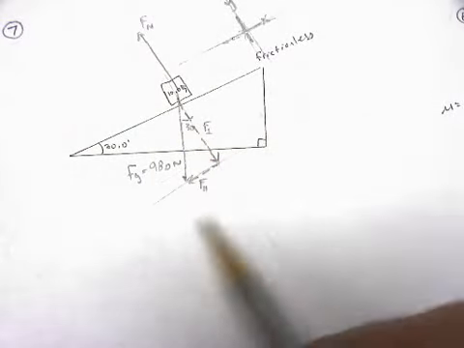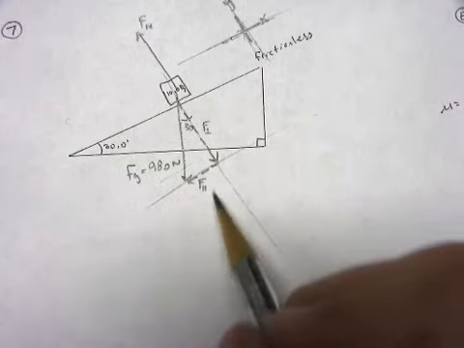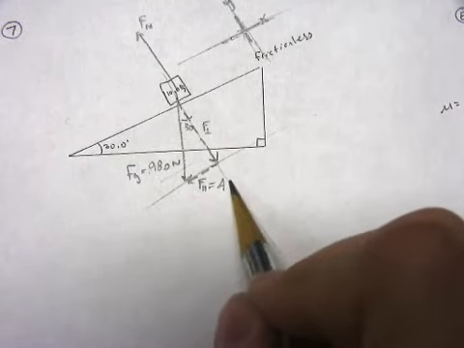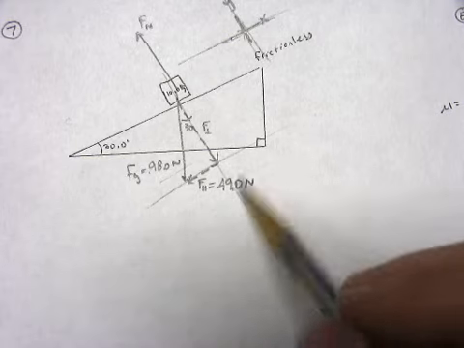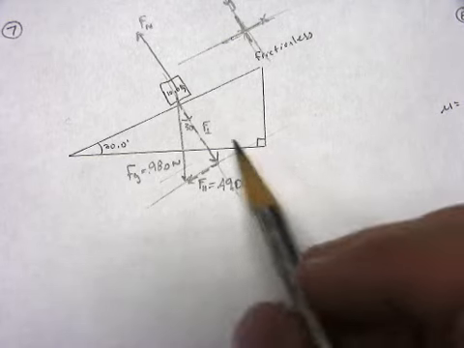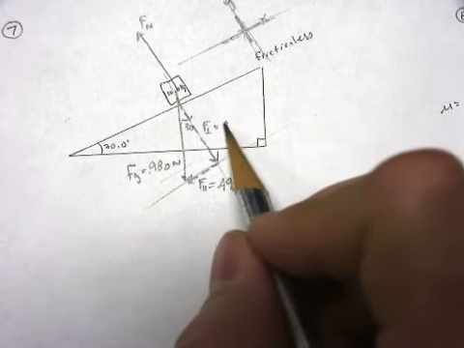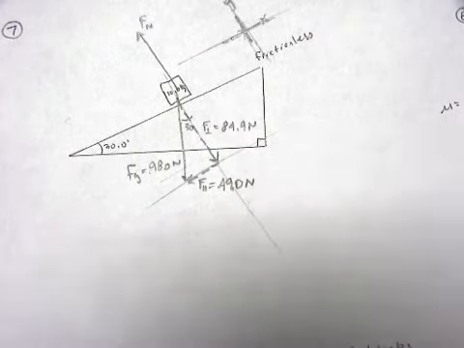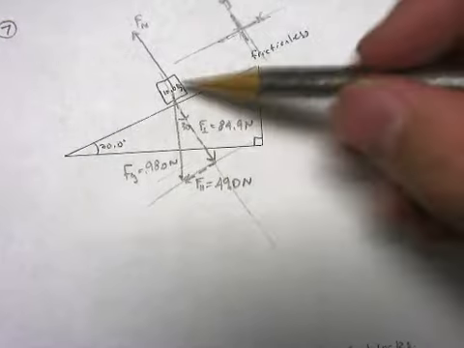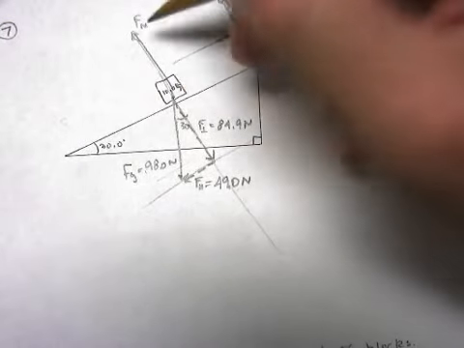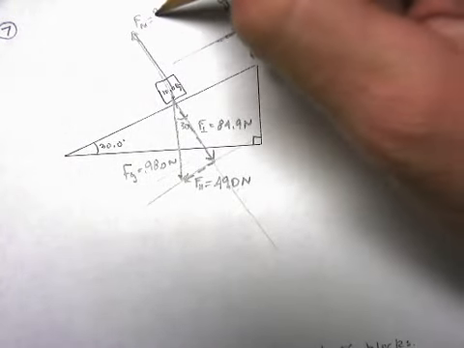That's 30. So I know this is the short leg of my triangle. I just divide by 2. This is 49 newtons. 49.0 newtons. And then I multiply 49 by the square root of 3, and I get 84.9 newtons. And that turns out that this piece equals my normal. My normal is 84.9 newtons.